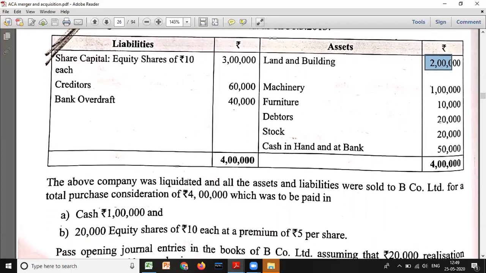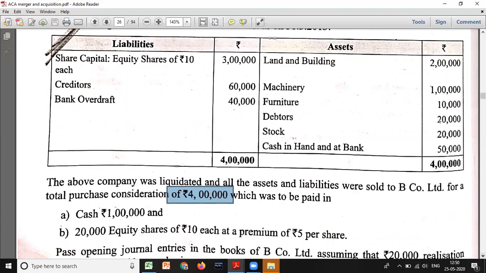The above company was liquidated and all the assets and liabilities were sold to B Company Limited for a total purchase consideration. This is very, very important. The total purchase consideration was rupees 4 lakh, which was to be paid in cash 1 lakh. So out of 4 lakh, 1 lakh will be paid in cash. And they are also issuing 20,000 equity shares of rupees 10 each at a premium of rupees 5 per share. Okay, 20,000 into 15, it will be 3 lakh. 3 lakh plus 1 lakh, it will be 4 lakh.